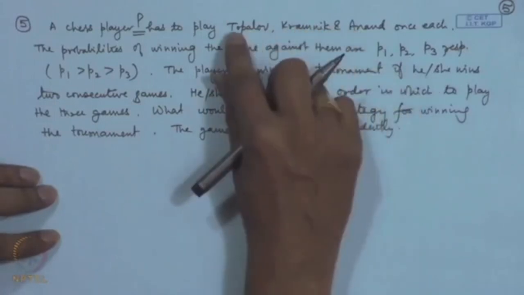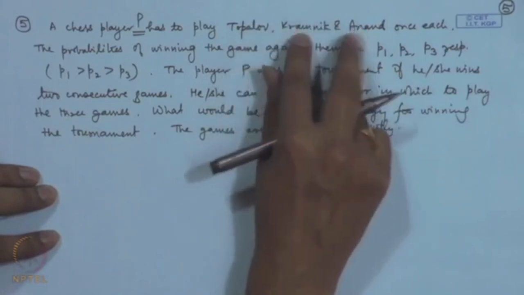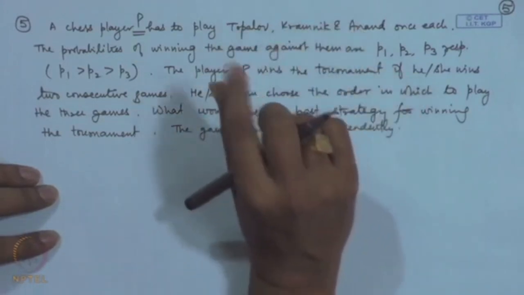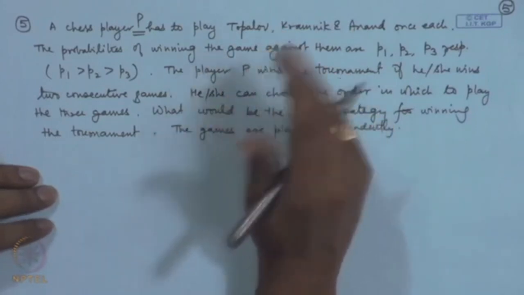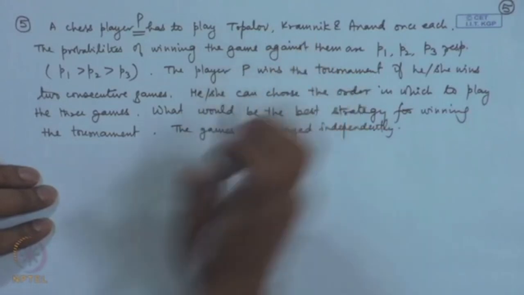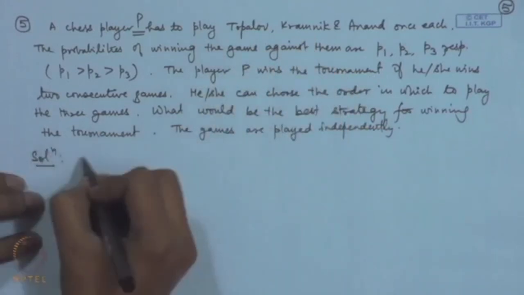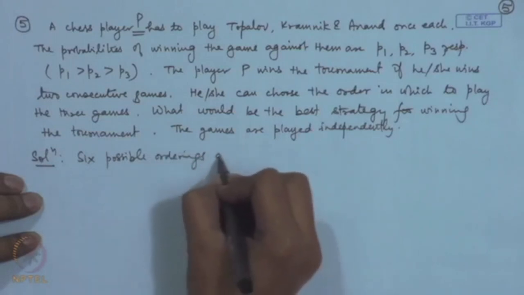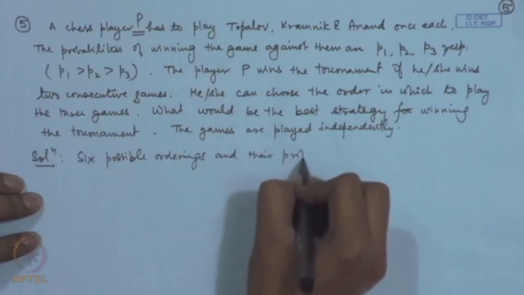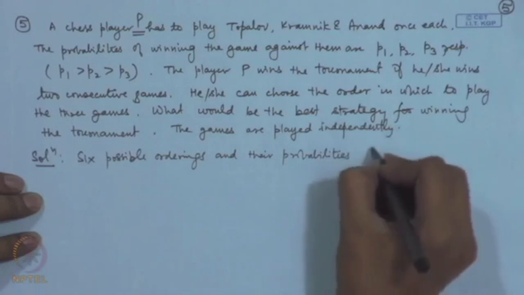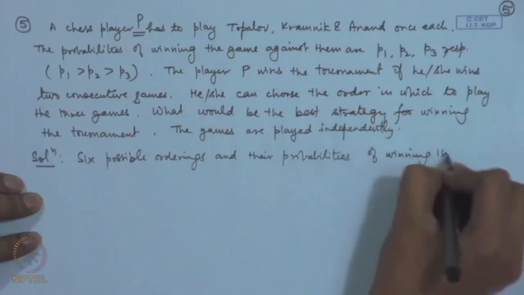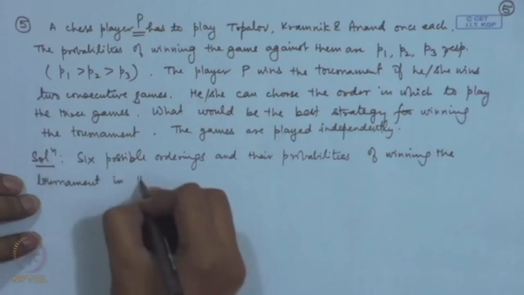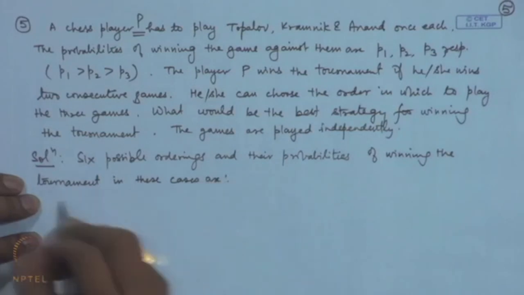Now, if there are three players, let me call them T, K, A, then I can have six permutations here. That means I may play T first, then K and then A, I may play T first, then A, then K and so on. So, for each of these ordering of playing the games, what are the probabilities of winning the tournament? So, let us look at this. Six possible orderings and their probabilities of winning the tournament. So let me list them.